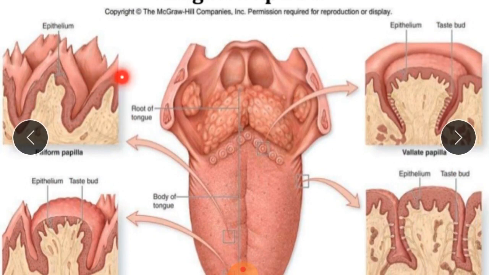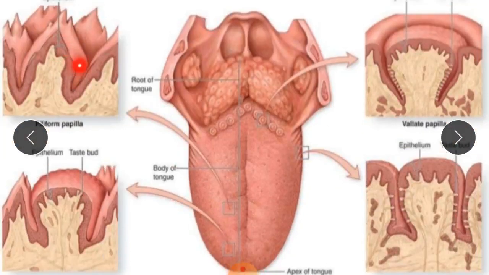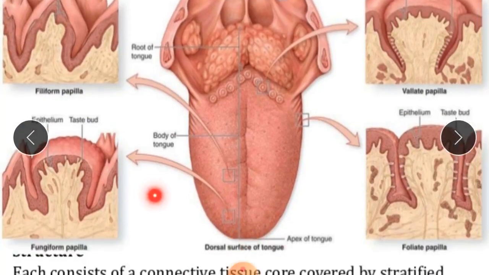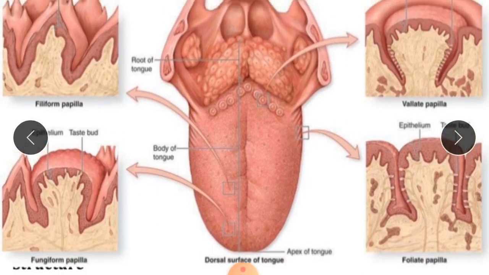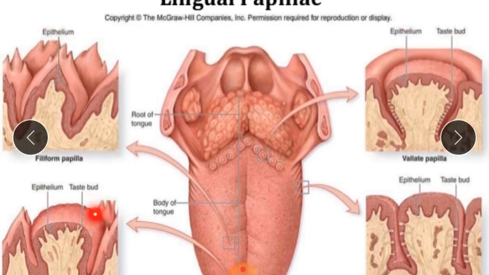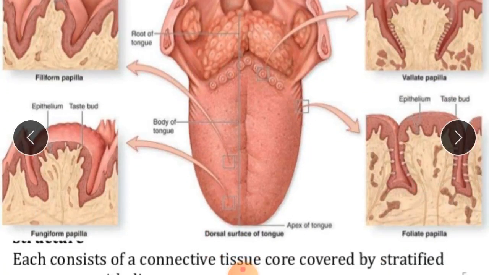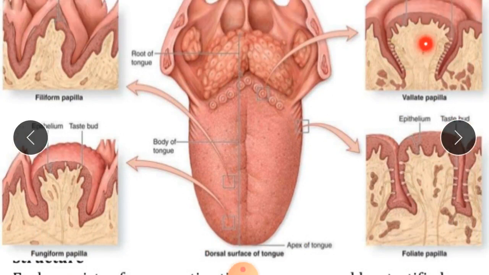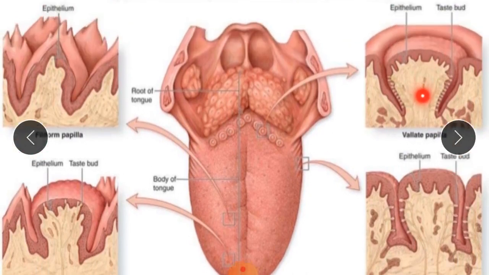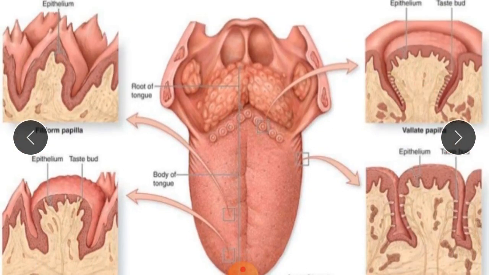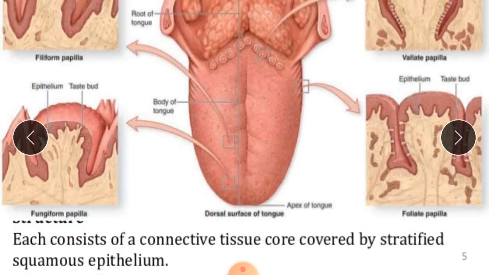These are filiform papillae, leaf-like structures. Fungiform papillae are fungus-like. Can you see here? And this is the foliate papilla. The central part is the lamina propria, the core of the papilla. So these are 4 different types of papillae. Let us discuss them one by one.